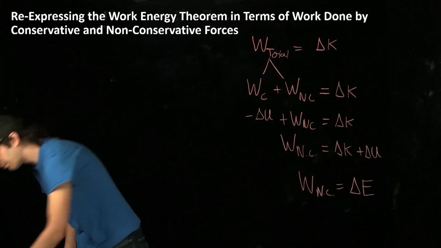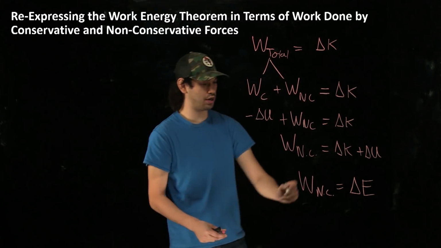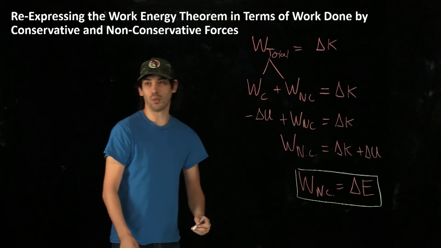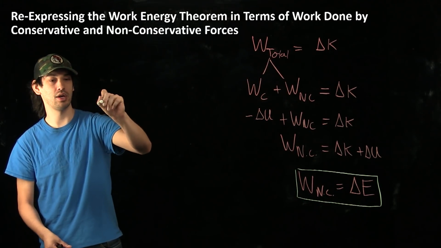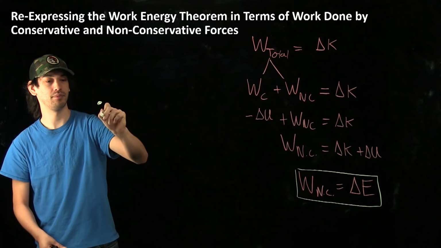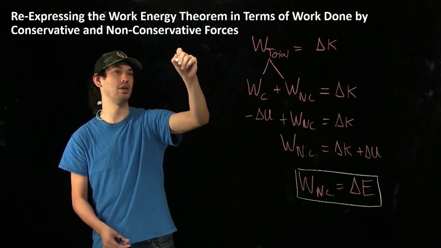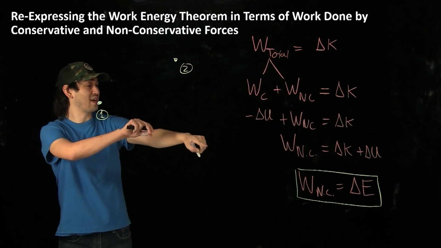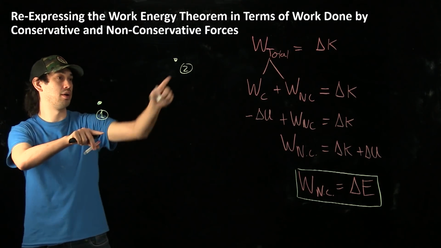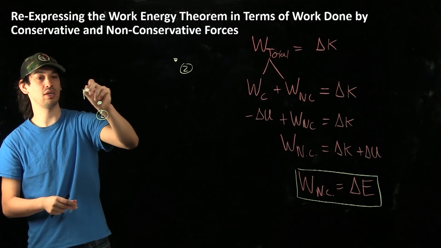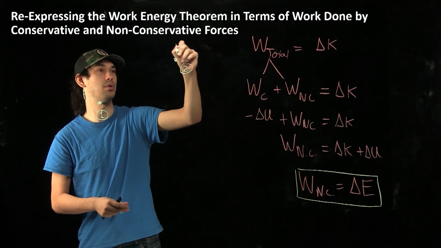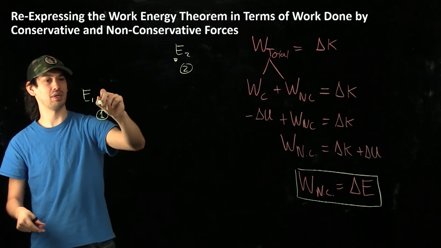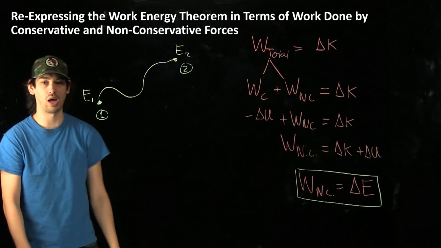Now that we've attained this equation, let's see what it means. Say I have some point here, we call this point 1. And we have another point here, call this point 2. We can define what the energy is at point 1 and the energy at point 2. So this would be E1 and this would be E2. But we have to take some path to get from E1 to E2. It could be any path. We can have some wiggly line here.